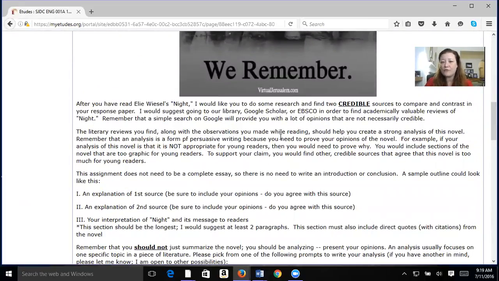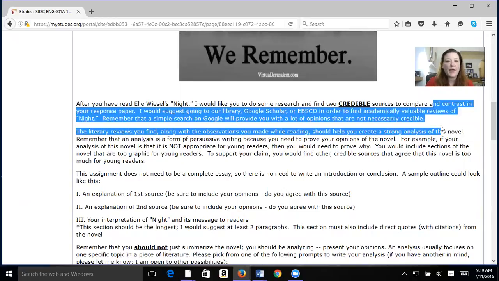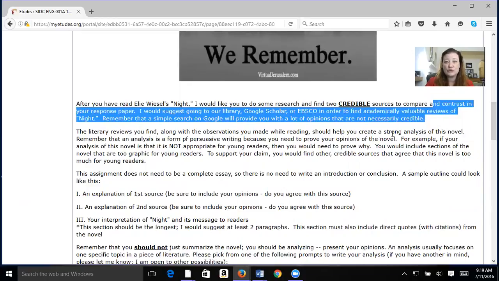So after you have read it, you're going to find at least 2 credible websites. Now, we've already been doing that. Last week, you did that in the student-led discussion area, so you've already started. I want you to find at least one more, and you can do that by going back to the discussion area, and you're going to compare and contrast those 2 sources.